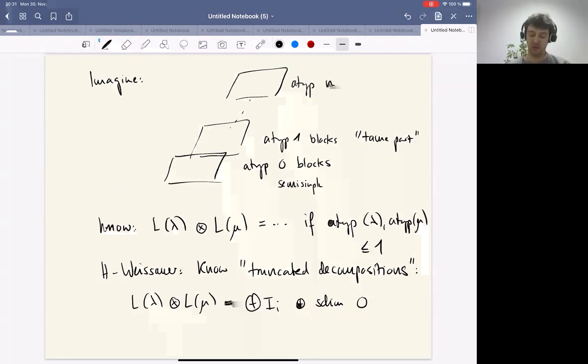Namely, when you take your category and you throw away all indecomposable objects of superdimension 0, you have to make this the right way. You have to quotient by the so-called tensor ideal of negligible morphisms. You get the representation category of a supergroup scheme. So you have a lot of structure in this quotient. That's basically the main reason why you can say anything about these truncated decompositions.